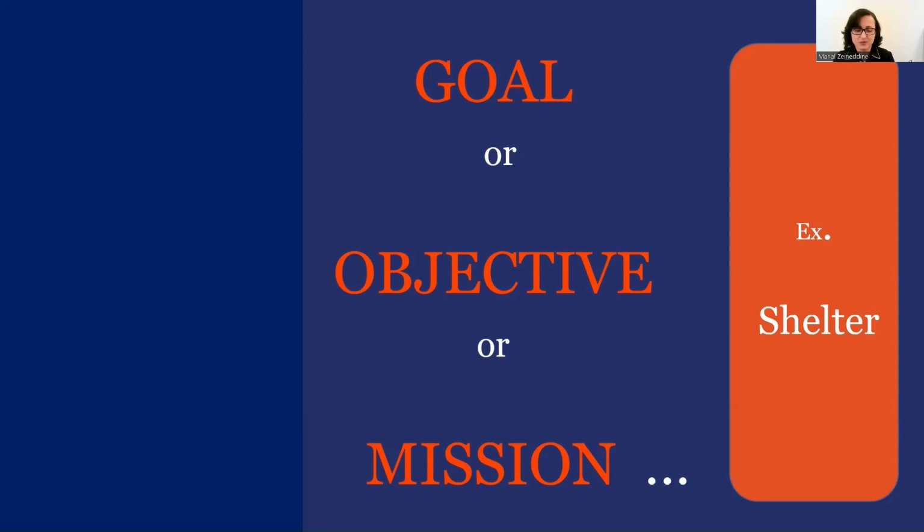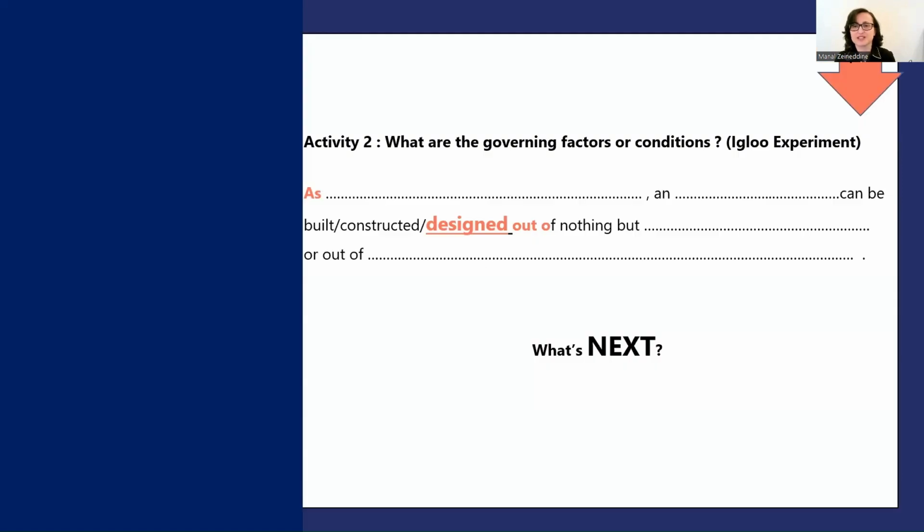So in the case of the warm-up activity, we were thinking of building a shelter. But this type of shelter is different from the shelters that we know. So here, activity number 2 was, what are the governing factors or conditions? And in this workshop, the experiment was how to build an igloo. So there was this just short sentence to fill: how can we build an igloo when we have nothing but, or out of what?